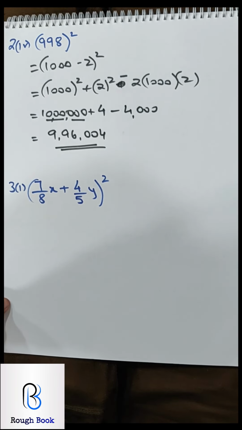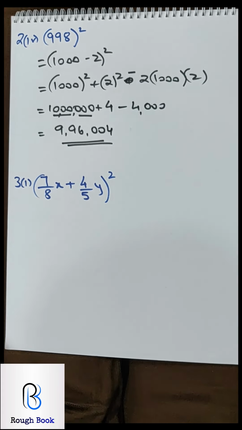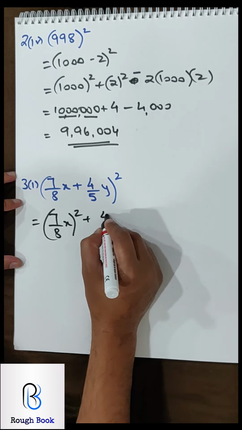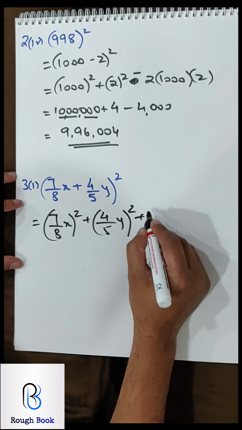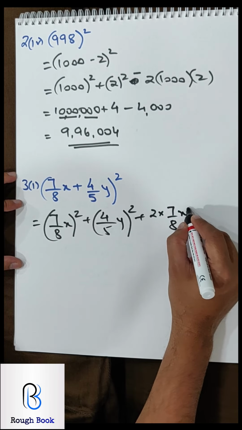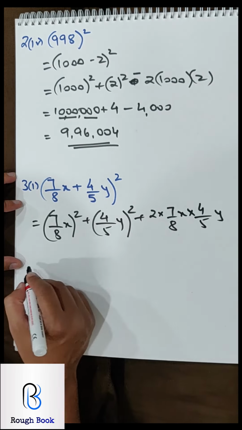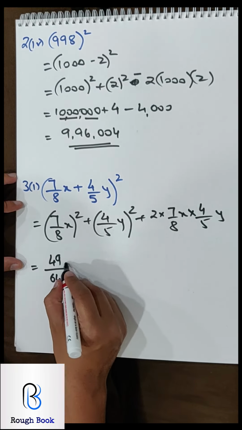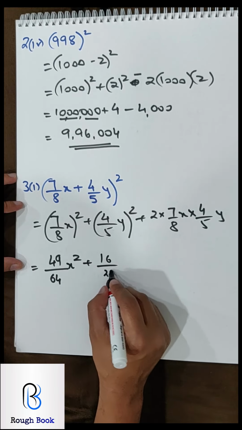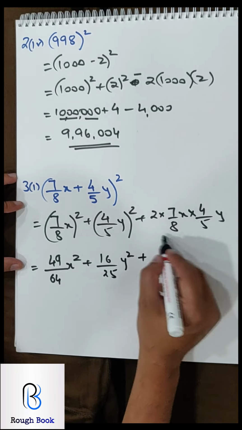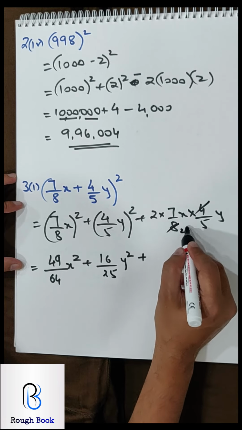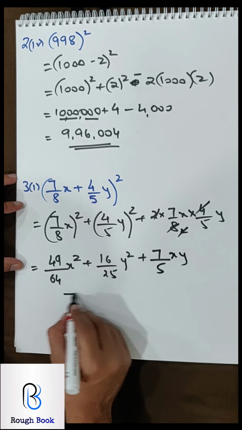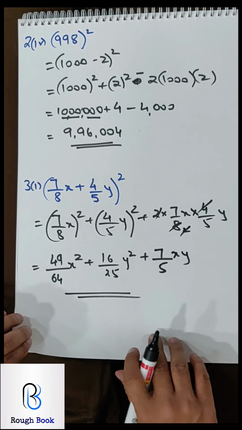3 part 1. Try it. Pause the video, go ahead, square it. So a square plus b square, 2 times ab. So 49. Each term square it. 49, 64 x square, 16, 25 y square. Anything that can be cancelled here, please do that. 4 ones are 4, twos are 2, twos are. So 7 by 5 and xy. Leave it. I hope you can manage it well.